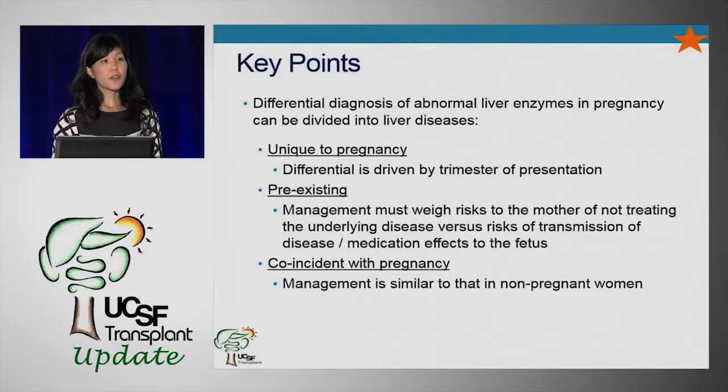So in summary, the differential diagnosis of abnormal liver enzymes in pregnancy can be divided into liver diseases that are unique to pregnancy, in which the differential is driven by the trimester of presentation; pre-existing liver diseases, in which the management must weigh the risks to the mother of not treating the underlying disease versus the risks of transmission of the disease or medication effects to the fetus; and those liver diseases that are coincident with pregnancy, in which the management is relatively similar to that in non-pregnant women. Thank you very much.